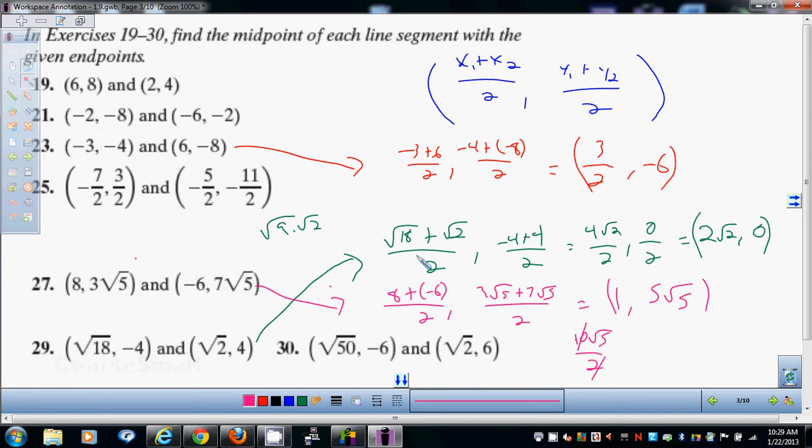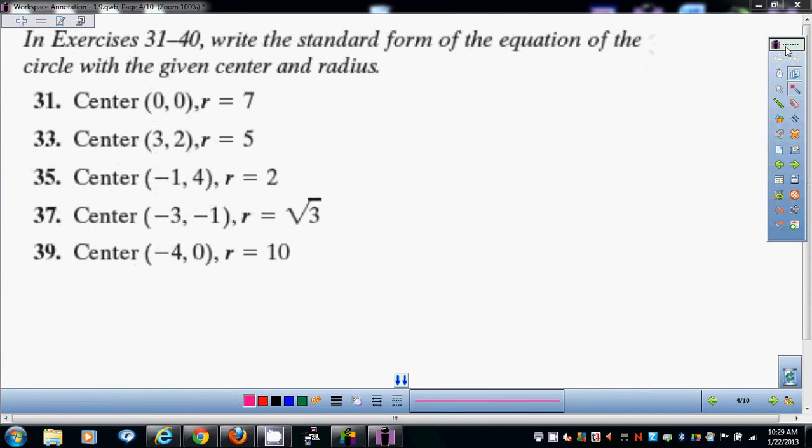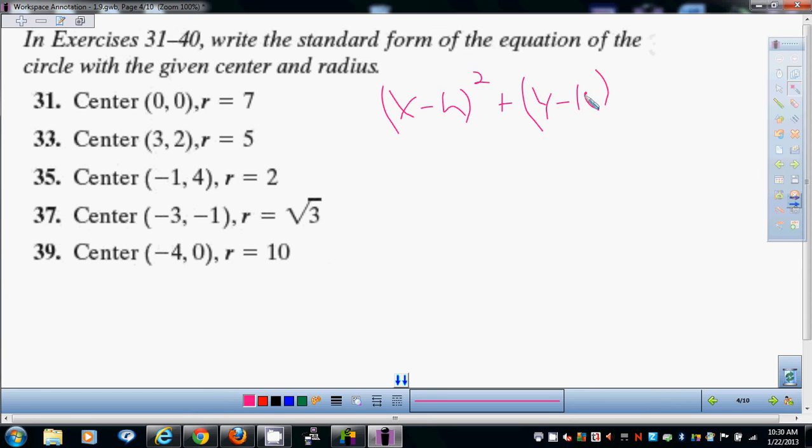All right. Standard form, the equation of a circle. Who remembers the equation for a circle? It is... Who can tell me what H or K stand for? It is the center. H and K is the x and y coordinate of the center of the circle.